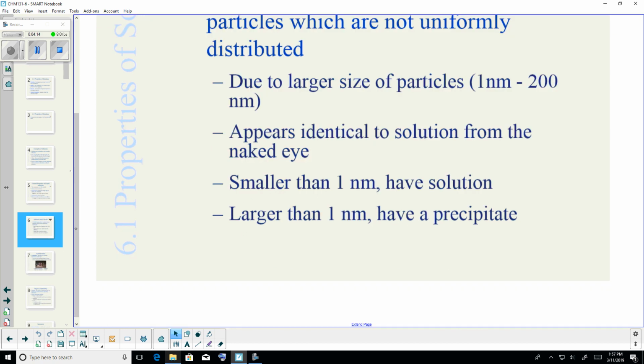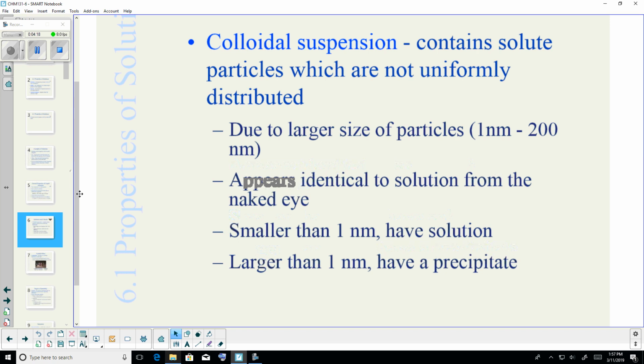Colloidal suspensions, come back up here, contain solute particles which are not uniformly distributed. Due to the larger size of the particles, they're about 1 nanometer to 200 nanometers. They appear identical to a solution to the naked eye. Particles larger than 1 nanometer can form a precipitate, and you can't always tell. So if you're working in the pharmaceutical or biotech industries, you may have a formulation that supposedly is a solution. But if you look at it closely, it's not a solution. Well, how can you look at it closely? I mean, with your naked eye. So they use something called a Tyndall beam.